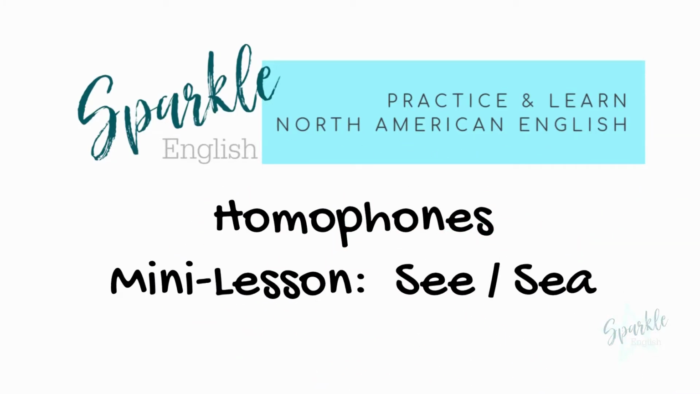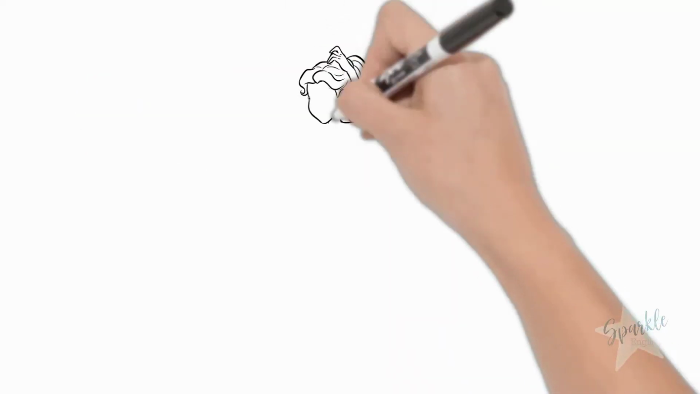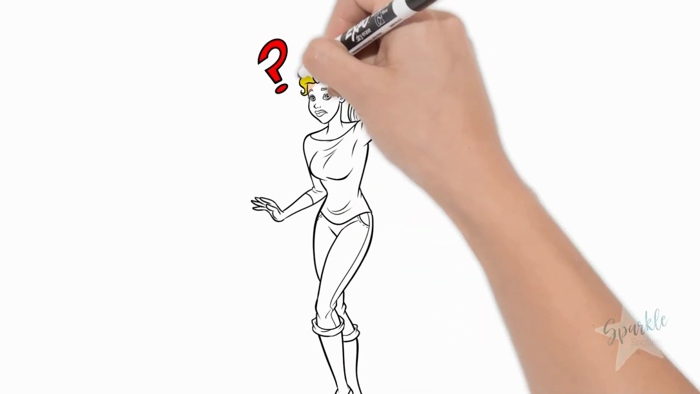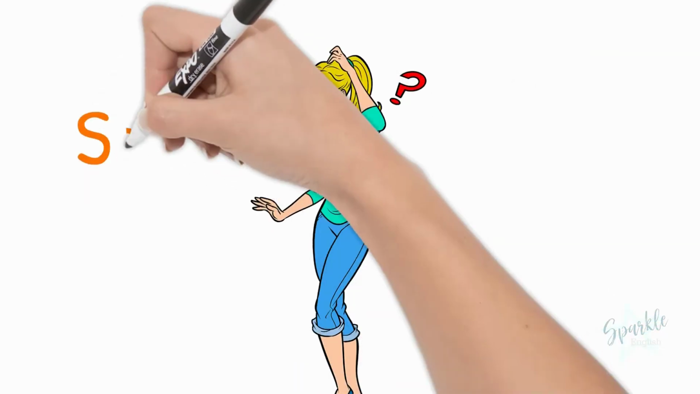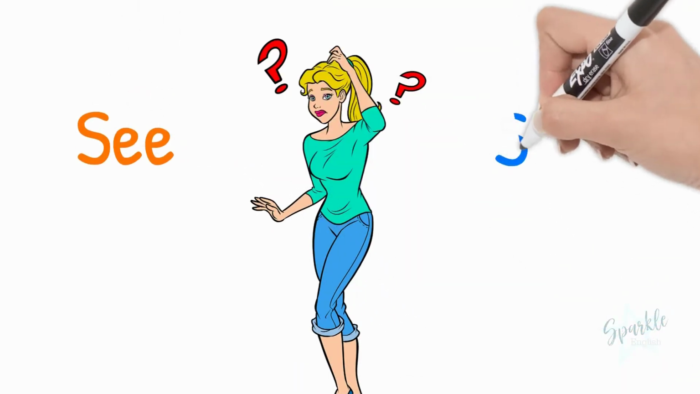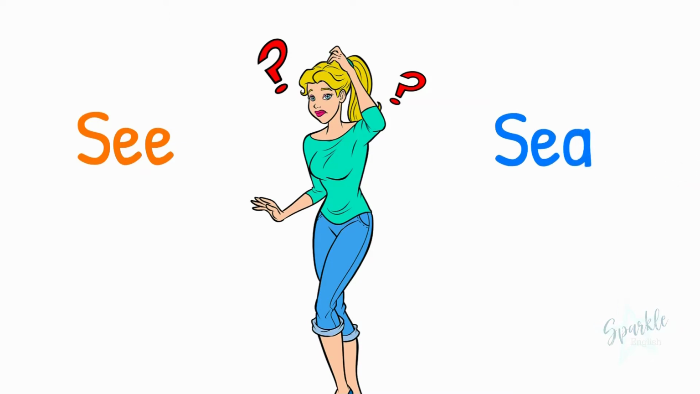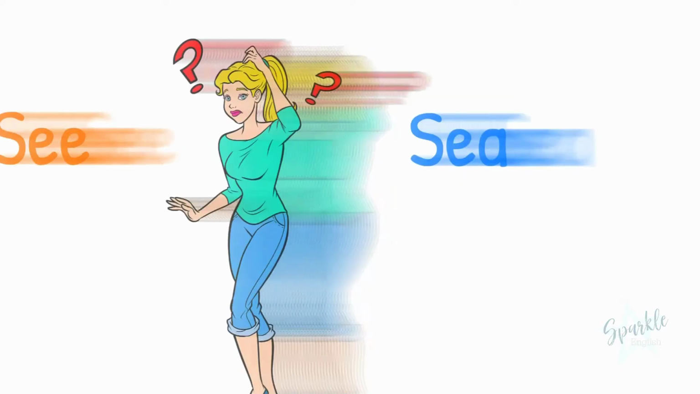Today's mini lesson is on the difference between see and sea. It's very common for English language learners to get confused how to spell or use these words correctly, since they are homophones and sound exactly the same. Let's learn the difference between these two words.